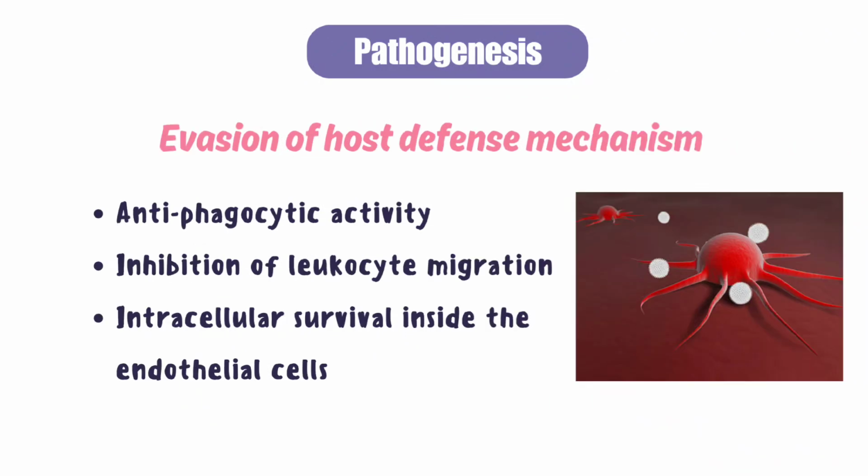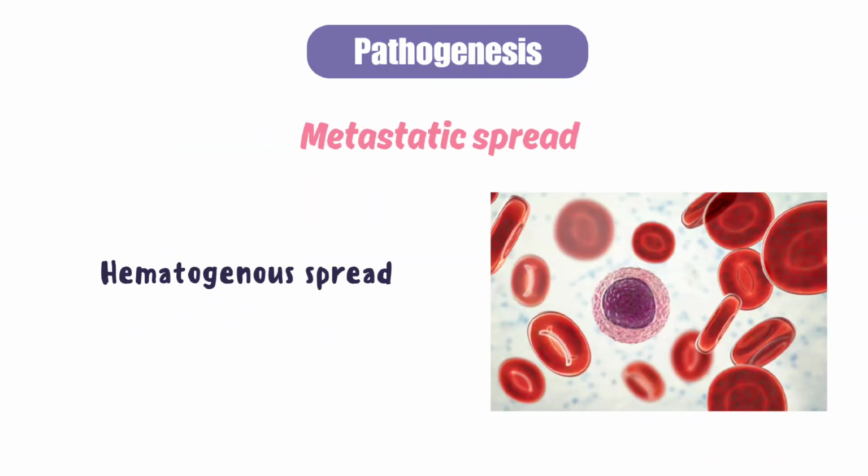These organisms then evade the host's defense mechanisms by various immune evasion mechanisms such as antiphagocytic activity mediated by microcapsule and protein A, inhibition of leukocyte migration by chemotaxis inhibitory protein of Staphylococci, and intracellular survival inside the endothelial cells by formation of small colony variants. Once it evades the host's defense mechanism, it finally spreads to various distant sites by hematogenous spread, resulting in various clinical manifestations.